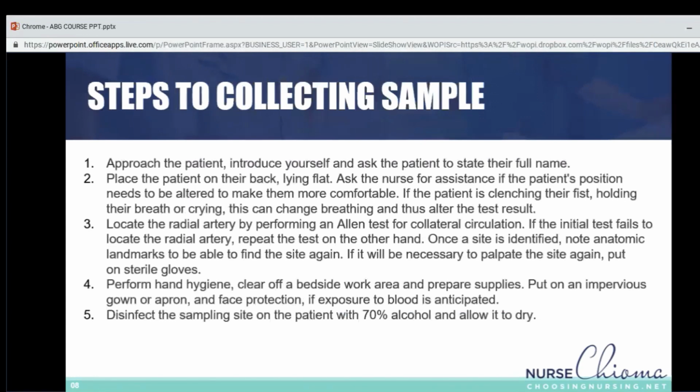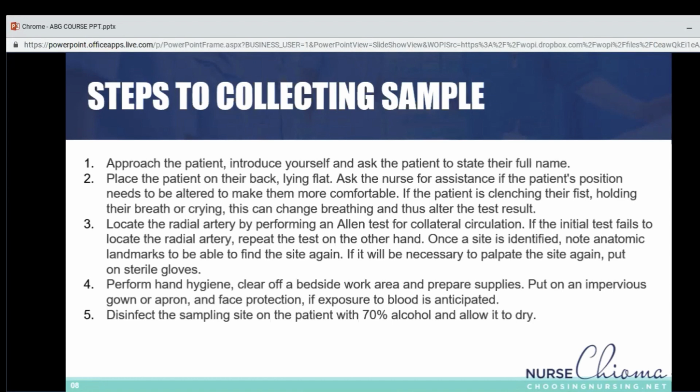So what are some of the steps, let's say, for example, if we were collecting the ABGs, what steps would we do if we were the one drawing the blood? First and foremost, you're going to approach the patient. You would introduce yourself. You would ask the patient to say what their full name is. You're going to place the patient on their back, have them lie flat.